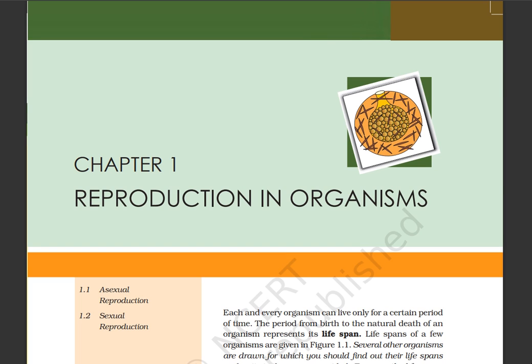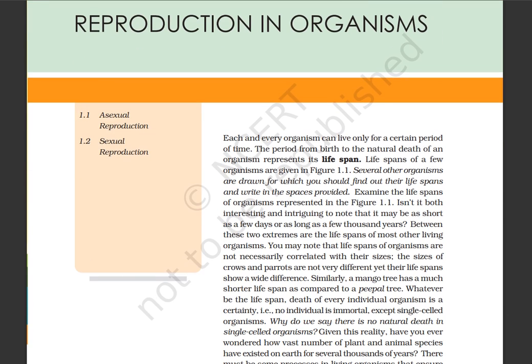Each and every organism can live only for a certain period of time. The period from birth to the natural death of an organism represents its lifespan. Lifespans of a few organisms are given in Figure 1.1. Several other organisms are drawn for which you should find out their lifespans and write in the spaces provided. Examine the lifespans of organisms represented in Figure 1.1.